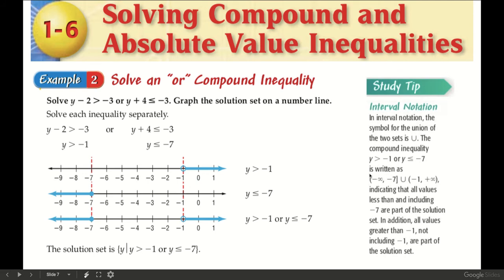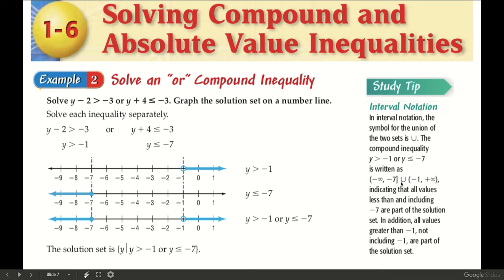So just another quick study tip. Again, interval notation is the union of these two. So if y has to be greater than -1 or y has to be less than or equal to -7, this would be the interval notation for that. So y would be all the values that are less than -7, including -7, that's why that bracket is there, all the way to negative infinity. Since negative infinity is not a value, it can't ever include it. It just heads off in that direction.